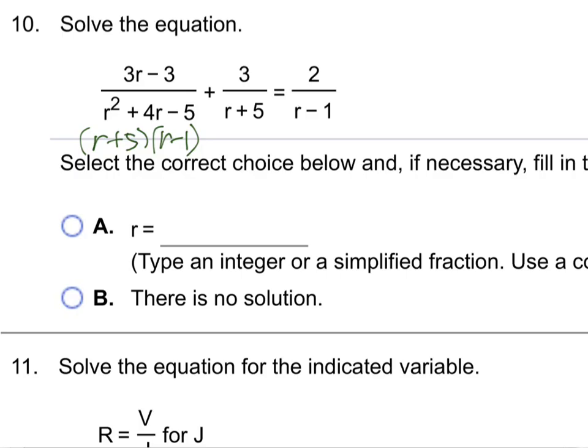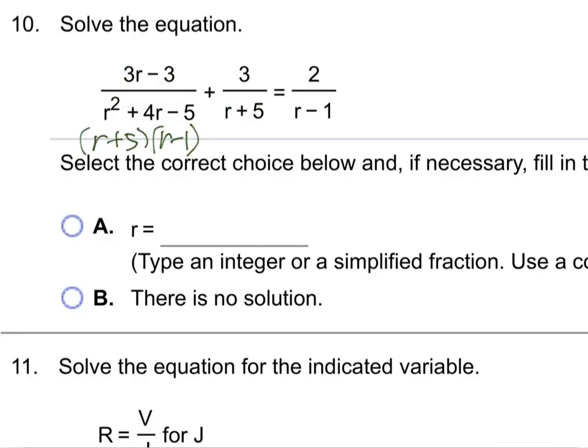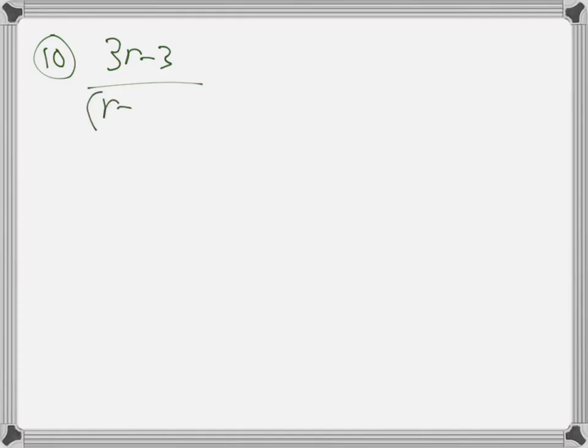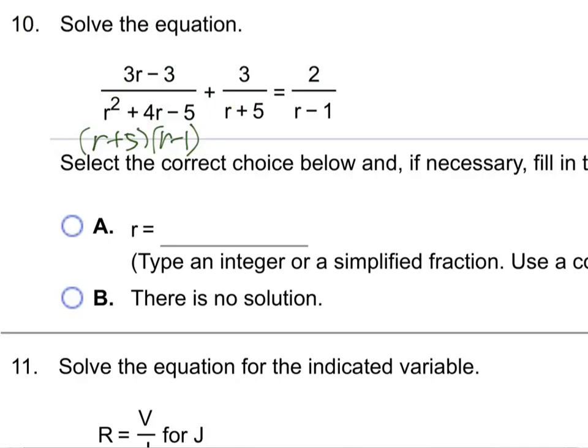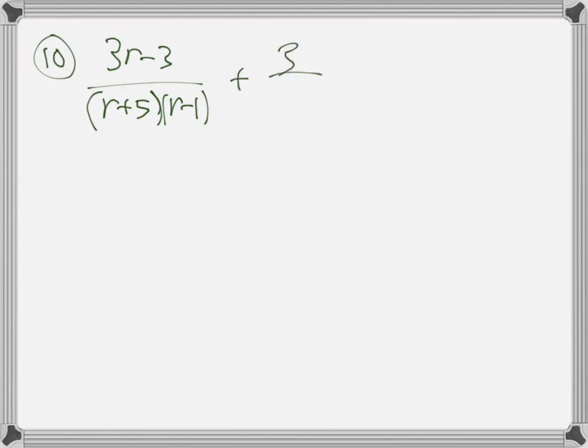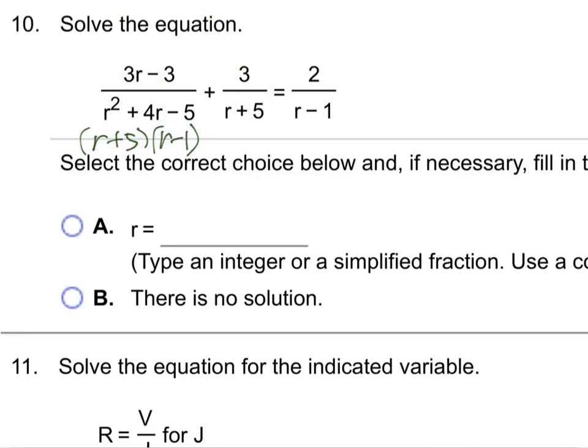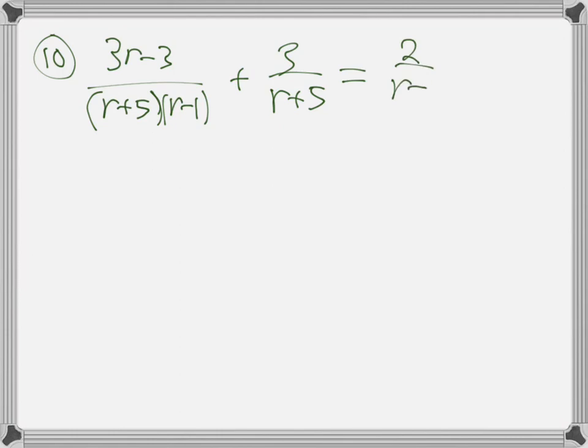Let me recopy it for you. So number 10, 3r minus 3 over r plus 5, r minus 1, plus 3 over r plus 5 equals 2 over r minus 1. Okay, so we good to there so far? And now, can I just cross multiply on this one? No, we have 3 fractions, right? We have to do it the long way.